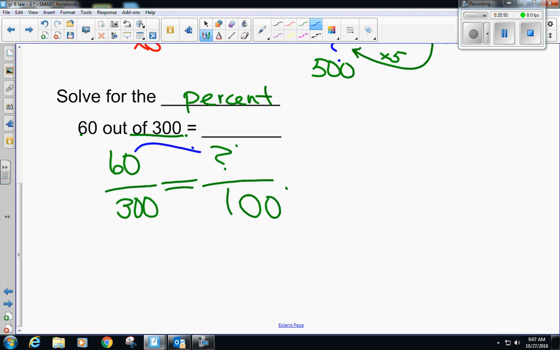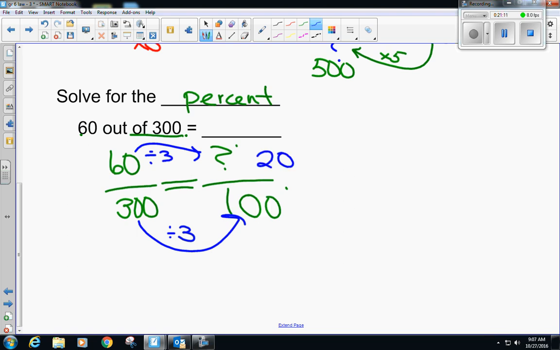Well, let's take a look. This is where you have to pay attention. Remember, you're going from what we know to what we don't know, and then the same direction. Now, how do we go from 300 to 100? We are dividing by 3. So it ends up being 20.